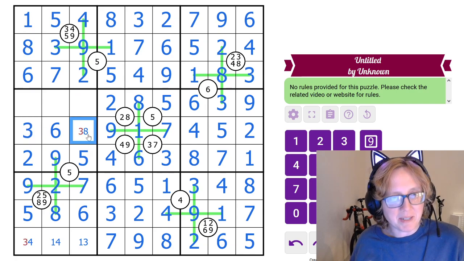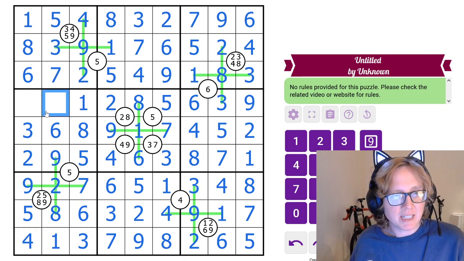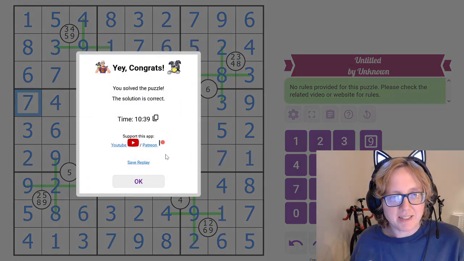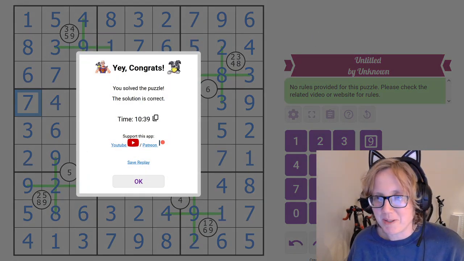I have an 8 here, which makes this a 3. Got 1 or 3 here. There's a 3 there, so that's a 1. And this is a 4 and a 7. And that is how you solve Philip's German Whisper Quadruples puzzle.